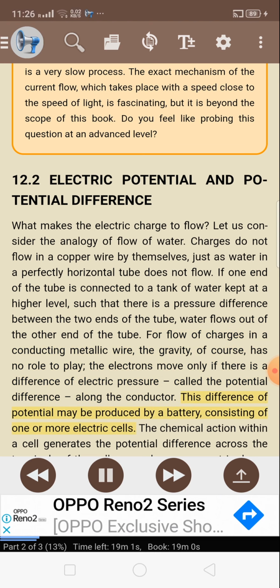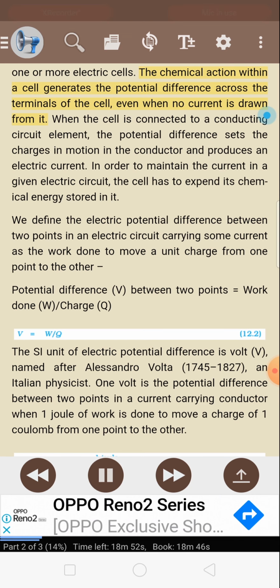This difference of potential may be produced by a battery consisting of one or more electric cells. The chemical action within a cell generates the potential difference across the terminals of the cell, even when no current is drawn from it. When the cell is connected to a conducting circuit element, the potential difference sets the charges in motion in the conductor and produces an electric current. In order to maintain the current in a given electric circuit, the cell has to expend its chemical energy stored in it. We define the electric potential difference between 2 points in an electric circuit carrying some current as the work done to move a unit charge from one point to the other.